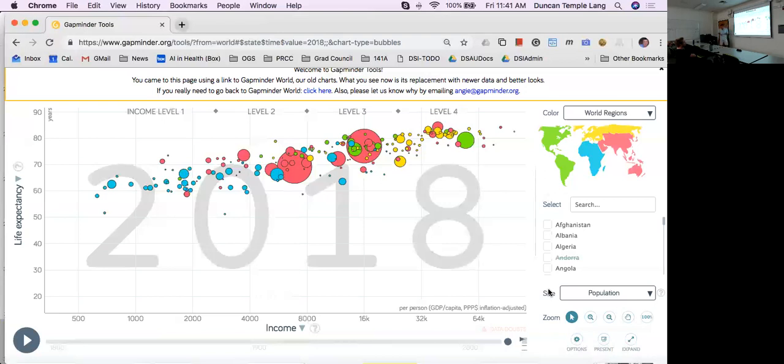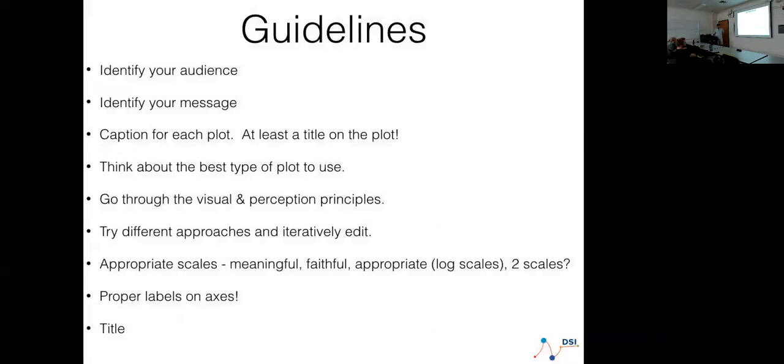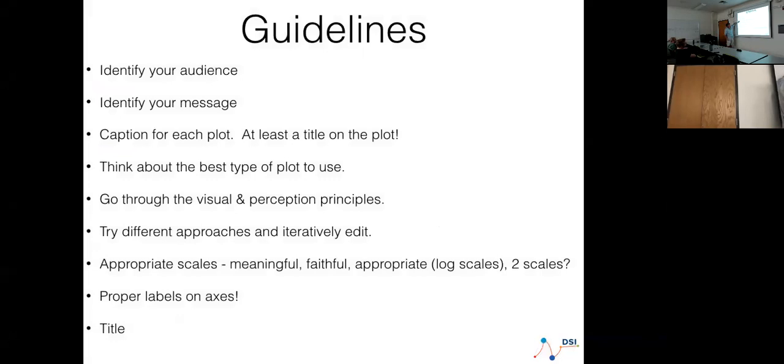Yeah, so somewhere in here, I think we're just about to have this discussion. There's a bunch of guidelines. I'll give you these slides, okay? Identify your audience, identify your message, some concrete things: put a caption on every single plot if it's in text, and put a lot of work into that caption. You know what the best thing to do is? Put a caption down before you make the plot. What have you seen? What's your message?